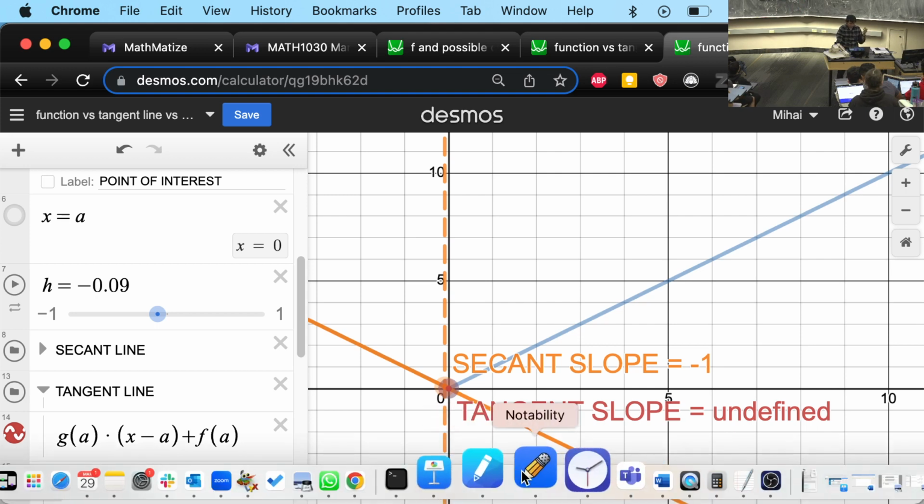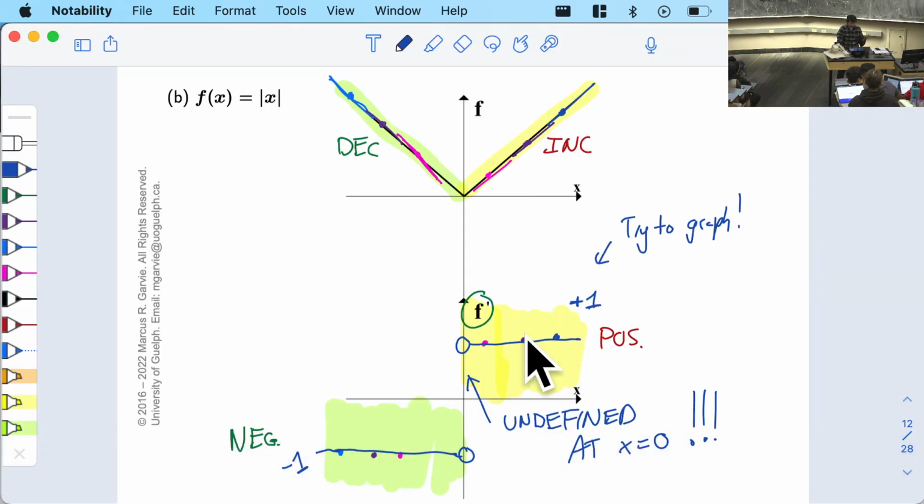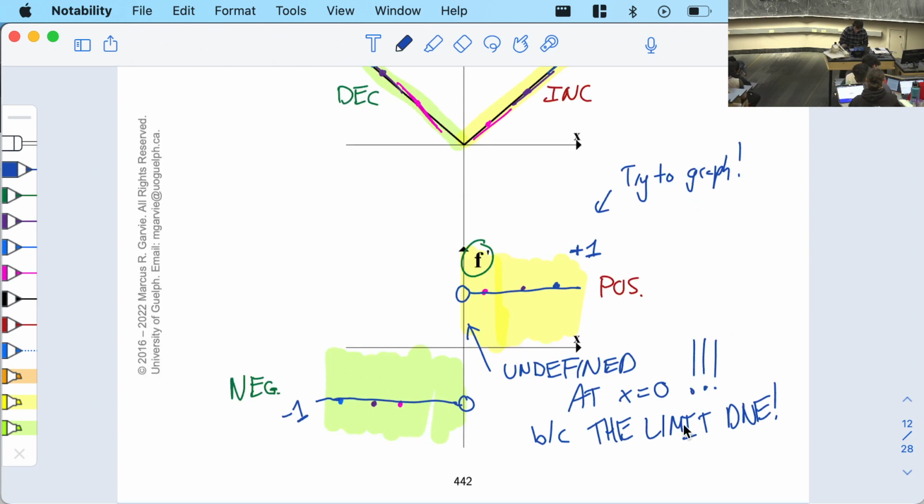And you can see that almost in our picture over here. On one side it's positive 1, on the other side it's negative 1, right at x equals 0. It doesn't exist because the limit doesn't exist. The limit does not exist. And if you want to be even more specific, you could tell me which limit. It's the limit as h goes to 0 of f of 0 plus h minus f of 0 divided by h. That limit does not exist.